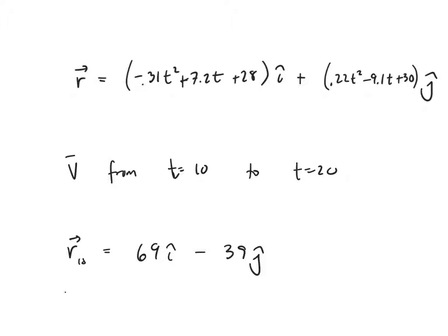All right. And what's the location, I should say, not even function, at 20 seconds according to your data table? 48 negative 64. 48i minus 64j. All right. So we've got the position at 10 and at 20 seconds, right?